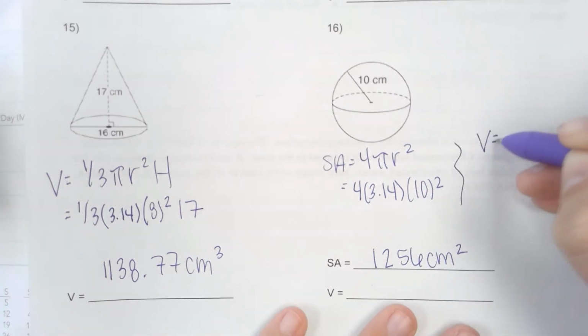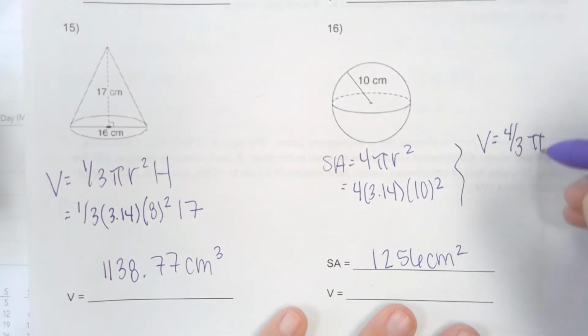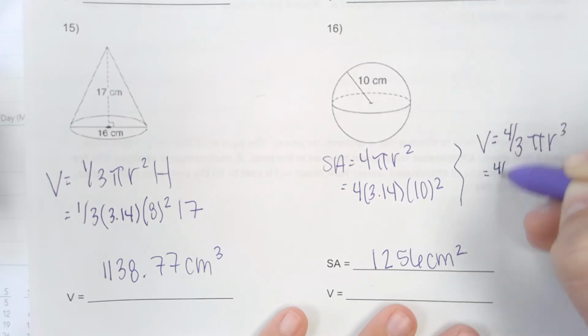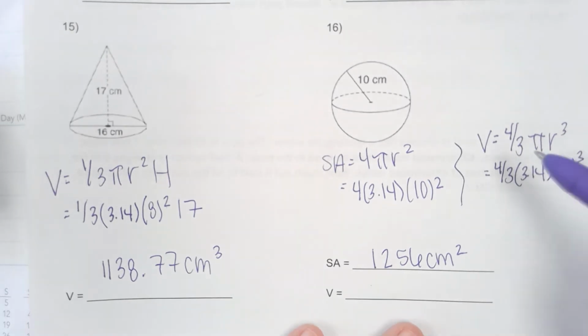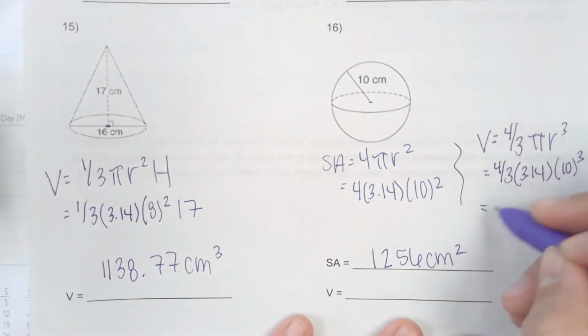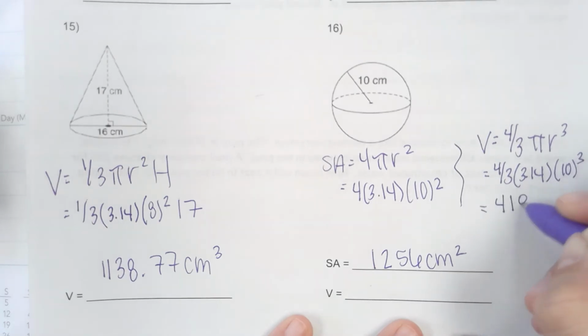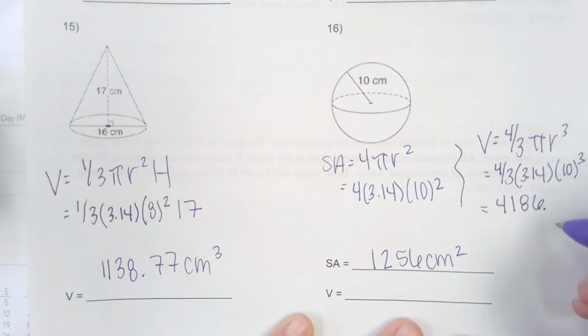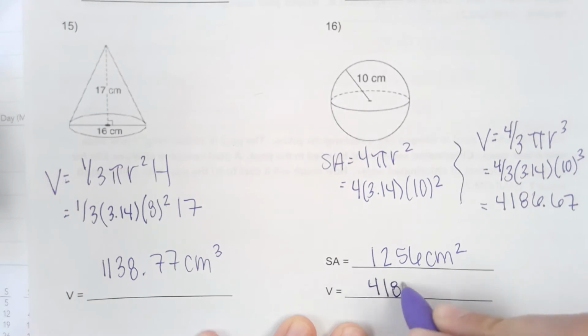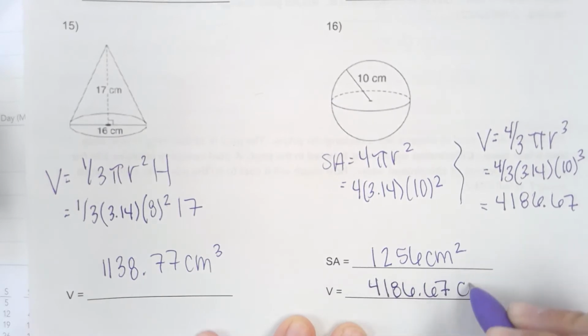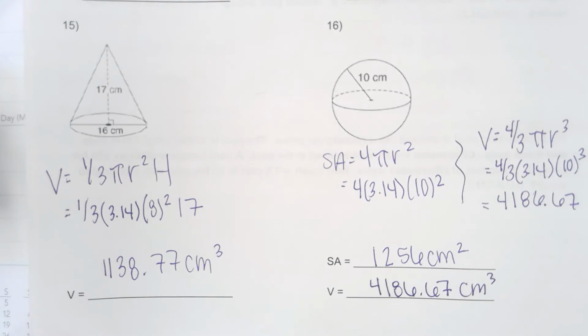And then our volume formula is 4/3 pi r cubed. So same thing, just plug in 3.14 for pi and plug in your radius of 10 for r. And then solve it, and you should get 4,186.6 repeating, but since they want you to round it to the nearest hundredth, you'll round it to 0.67. And that would be cubic centimeters.